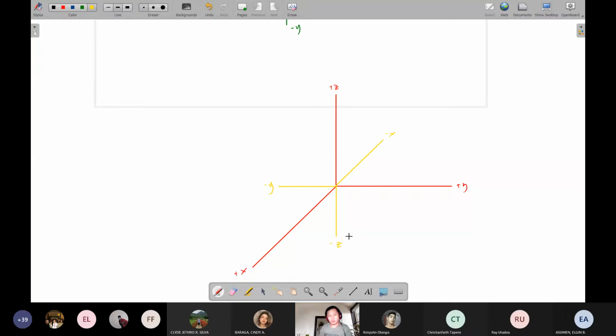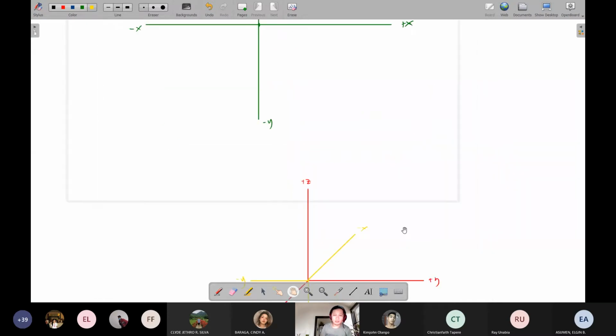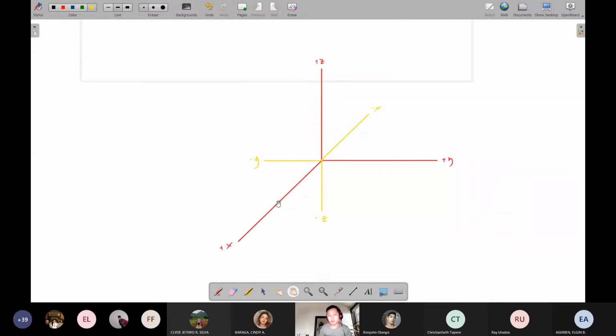So it's automatic. If this is the positive x, automatic, the opposite side is negative x. If this is the positive y-axis, automatic, the other side is the negative y-axis. And if this is the positive z-axis, the opposite side will be the negative z-axis. Just like in 2-dimensional, positive one way, automatically the opposite side is negative. But this time, we're using the 3-dimensional coordinate system.